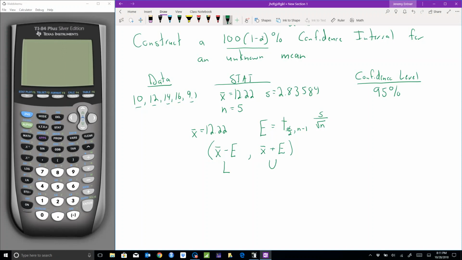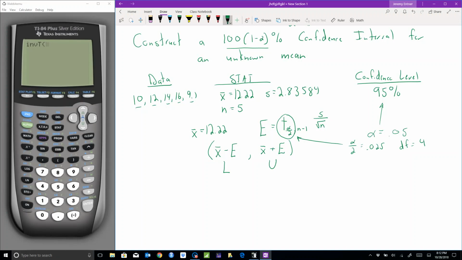Now we need to calculate our critical value for this, and if you remember how you do that on your calculator, let's clear this out. We can do that using the inverse t function. Notice in this case that we have 95%, so that means that our alpha is 0.05, which means that in this particular case we're looking for alpha over 2, which is 0.025, and our degrees of freedom would be 4, since we have 5 pieces of data.